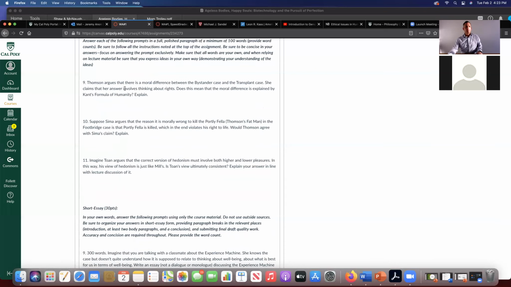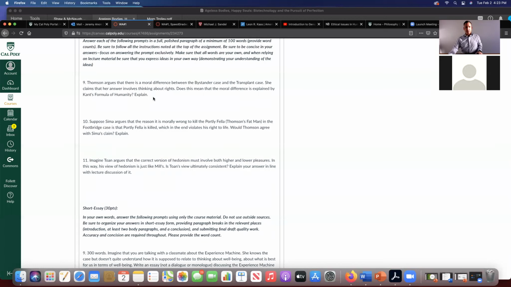So number 9: Thompson argues that there's a moral difference between the bystander case and the transplant case. She claims that her answer involves thinking about rights. Does this mean that the moral difference is explained by Kant's formula of humanity? So we were thinking about Thompson's claim here. Does it mean ultimately that the moral difference between the bystander and transplant case is explained by Kant's formula of humanity? Another way of putting it, as we're talking about the difference between the bystander and transplant case, we're talking about the trolley problem, as Thompson discusses it in her paper.